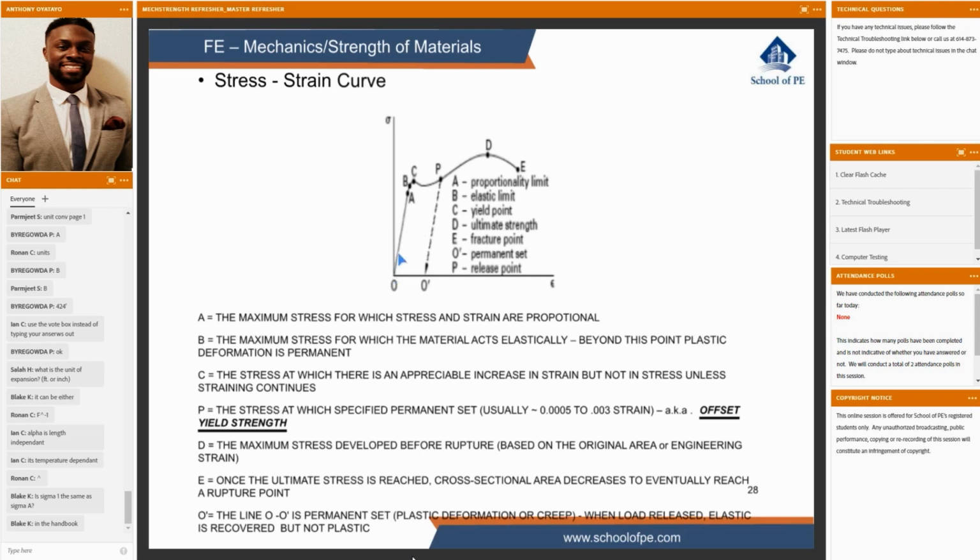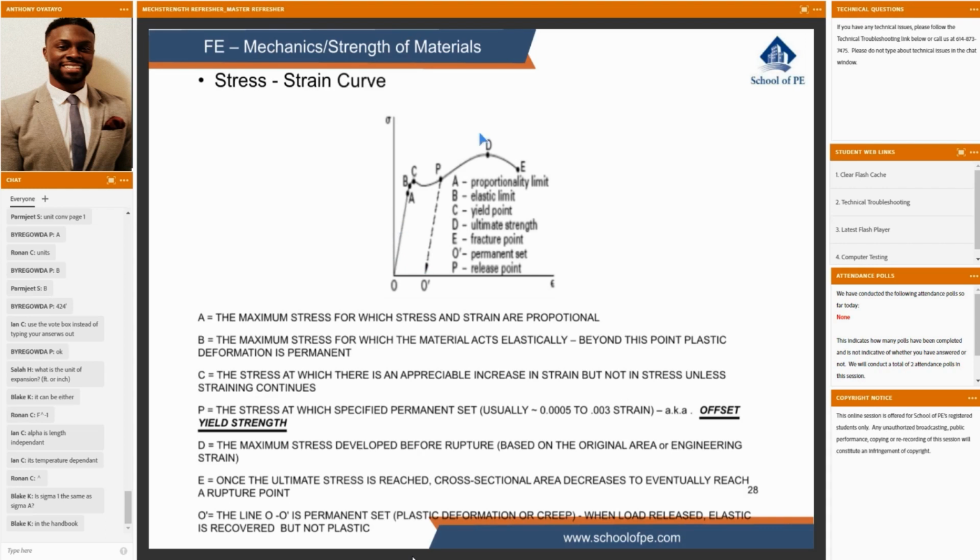But when we see this here, 0 to A, that right there could help us calculate the modulus of elasticity, because we know that our rise here is stress and our run over there is strain. And we know with Hooke's law that stress is proportionally related to strain. That's how we could find E.